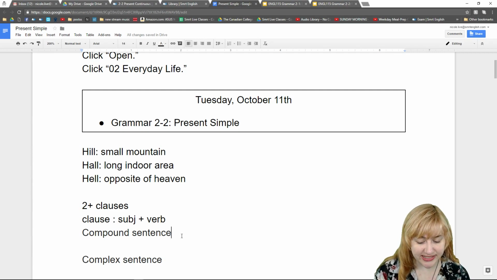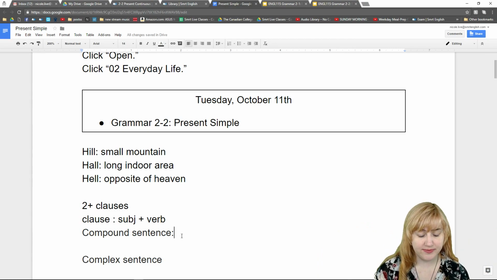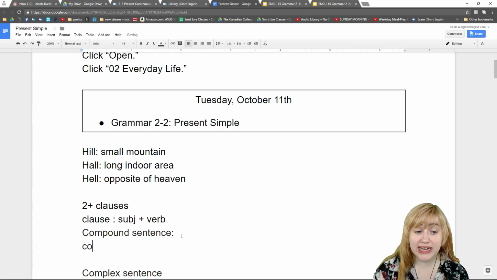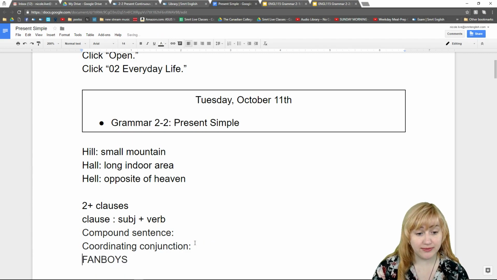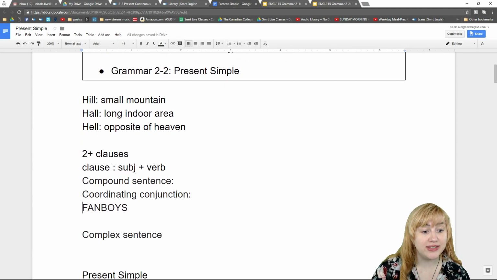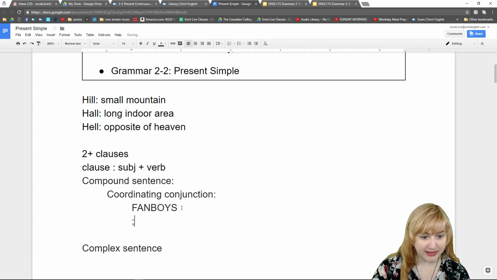A compound sentence joins two clauses with a coordinating conjunction. Those are our fanboys, which we talked about, I think, a little bit before. Words like for, and, nor, but, or, yet, and so. Or you can also use a semicolon to join a compound sentence together. A semicolon is this one. It looks like a comma and a period together.